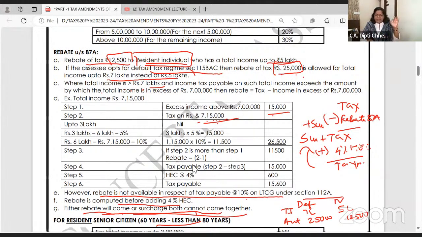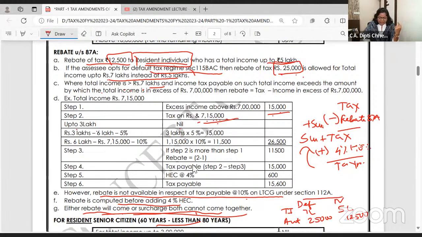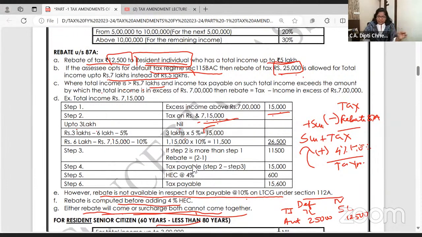So this is a concept like marginal relief. If your income exceeds 7 lakhs by a very nominal amount, like 7,15,000, and from this time under 115 BAC, the slab rates have changed. Up to 3 lakhs, nil. 3 lakh to 6 lakhs, 5%, 15,000. If you are watching this for the first time, on the next page I'll again revise the slab rates, so keep patience.